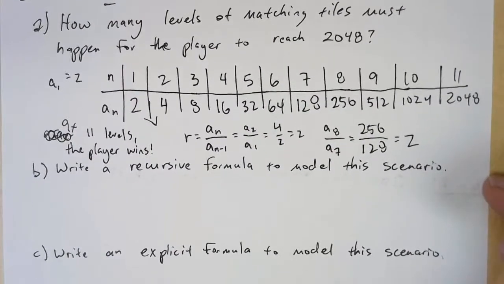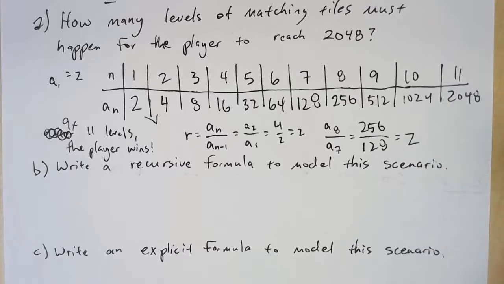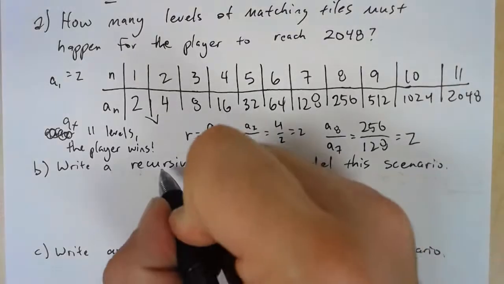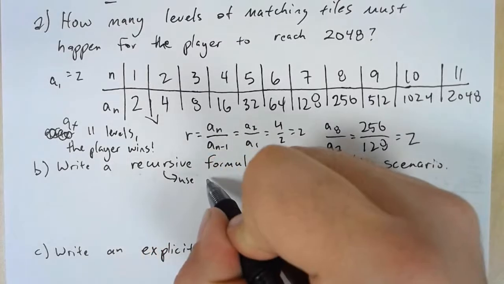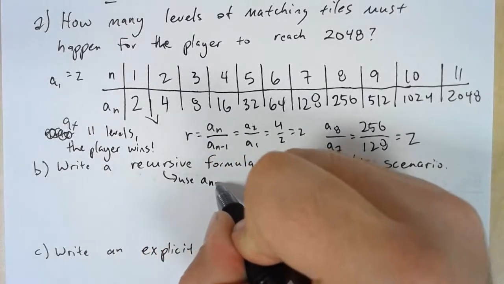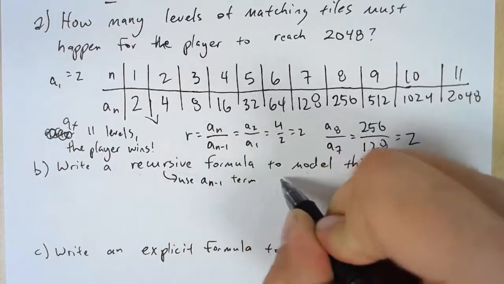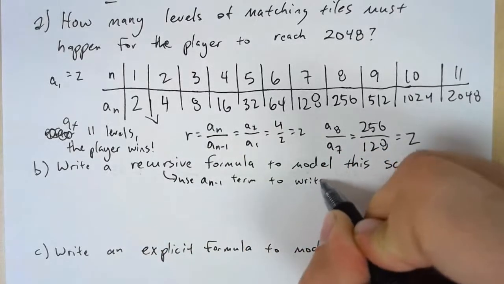Okay, so let's talk about this thing, recursive, to model the scenario. So we've done recursive, we did it last time. That just says we have to use the previous term. So use the previous terms, the n minus 1 term, to write the equation.